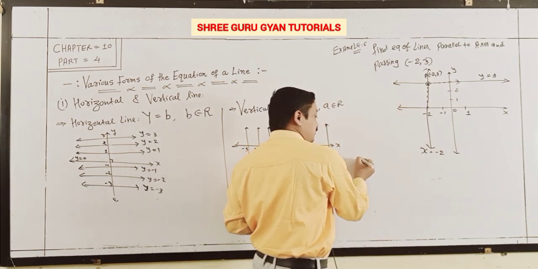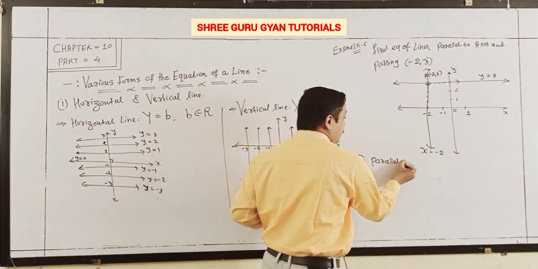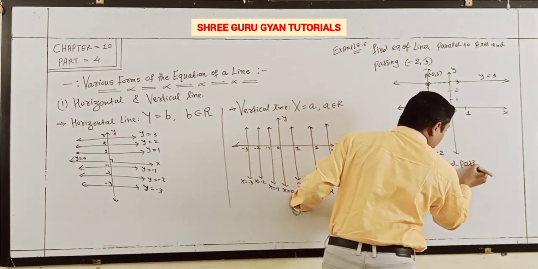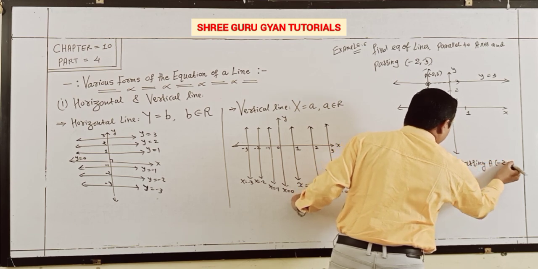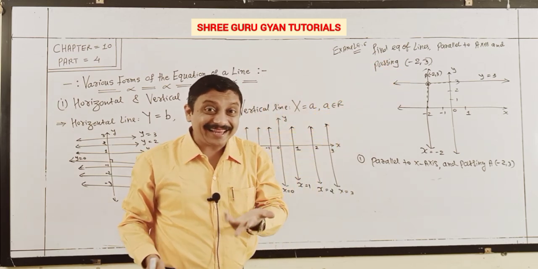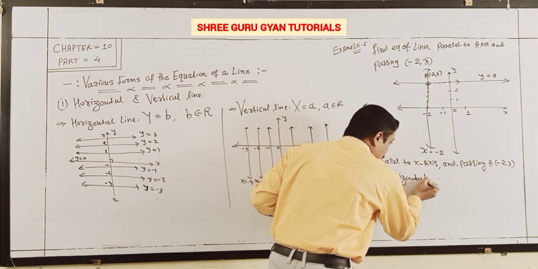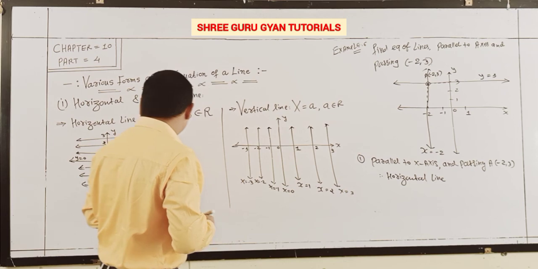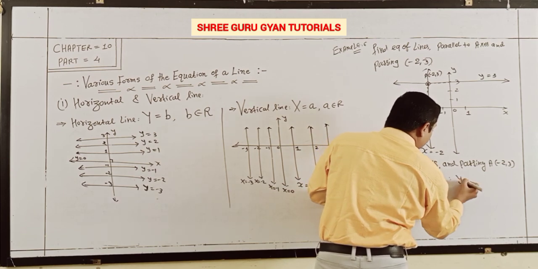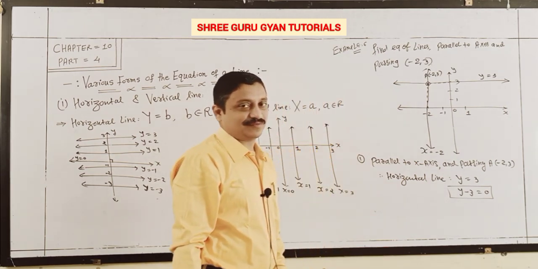So our first answer: parallel to the x-axis and passing through the point minus 2 comma 3. Parallel to the x-axis means, students, it is a horizontal line. Already I explained that for a horizontal line, y is equal to something. What is your y coordinate? 3. Therefore I can write y is equal to 3, or y minus 3 is equal to 0. That's your equation of the line.